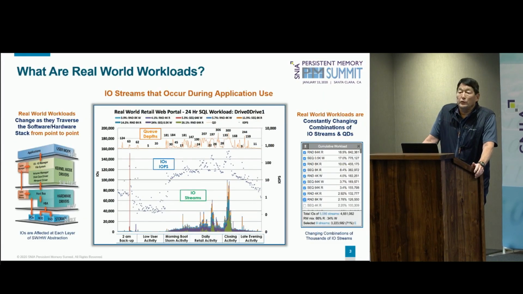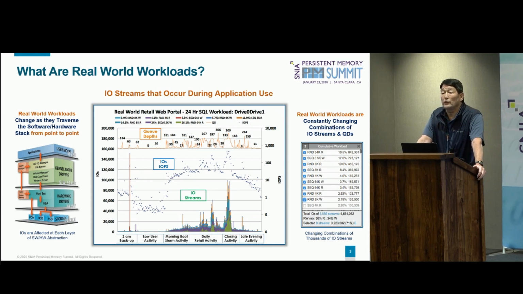So this slide shows you a typical real-world workload. It's been shown before. I just wanted to refresh the people who have seen it, or for you who haven't seen it. What it shows you is that real-world workloads are a capture of IO stream activity that occurs in the software stack when you do something. So it's not a synthetic workload. It's not a random 4K write type thing.